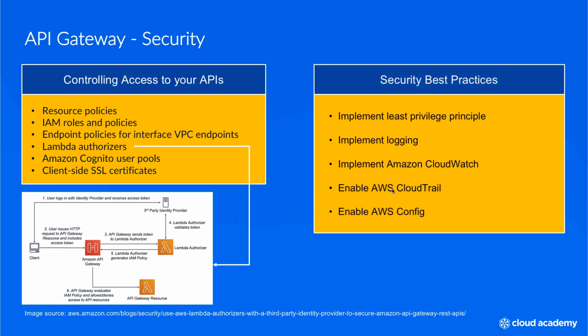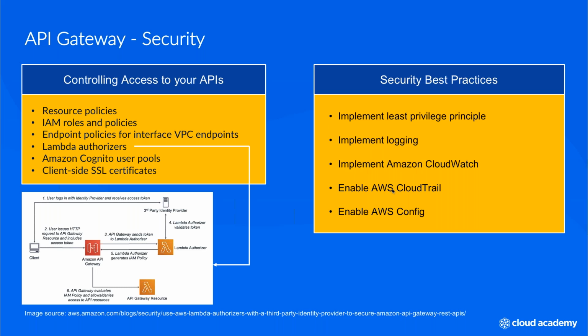Let me now highlight some of the best practices from a security standpoint when working with API Gateway. Firstly, implement the least privilege principle. And this should really be applied across the board and not just for API Gateway. You should only ever grant the permissions required to carry out the work necessary. You should restrict as much as you can using a variety of different policies where you can.